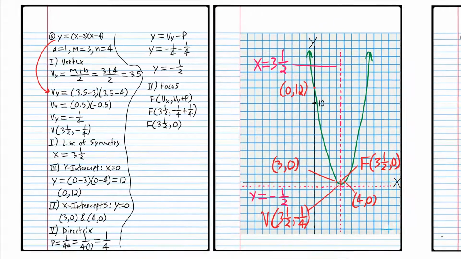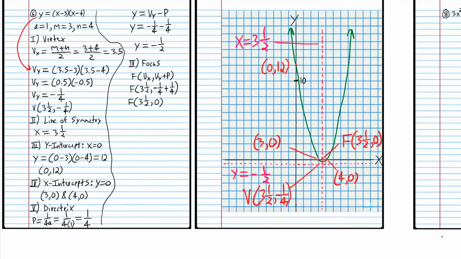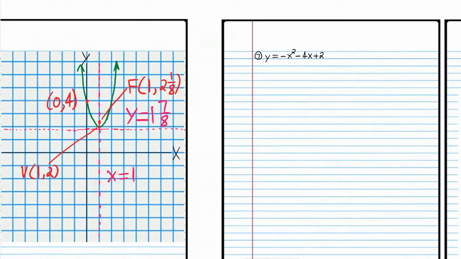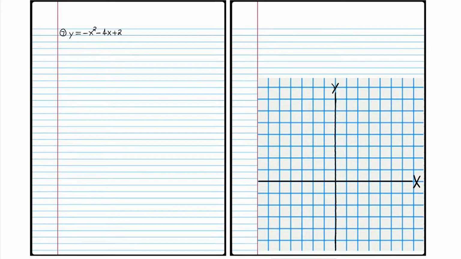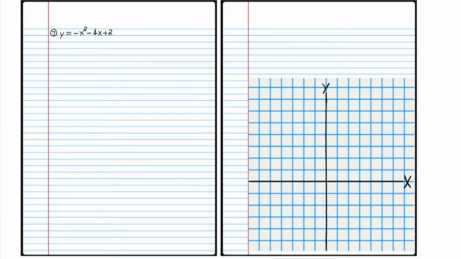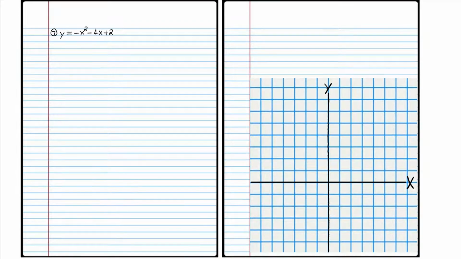If you got that one right, good job. Okay, so I want you to try number 7. Number 7 is going to be a little bit more difficult because I think the x-intercepts are going to be irrational. I believe so. So why don't you go ahead and try number 7, and when you come back, we'll do it together.